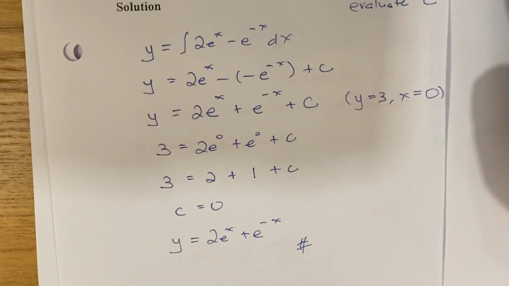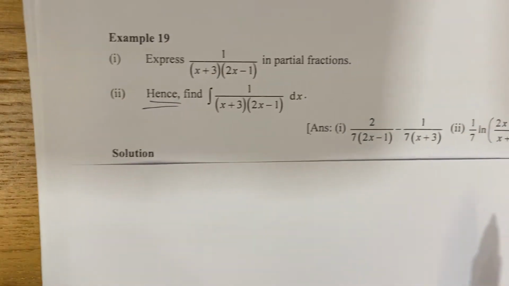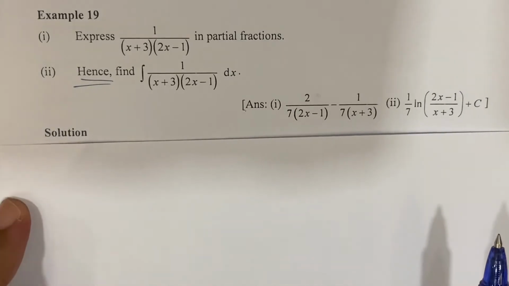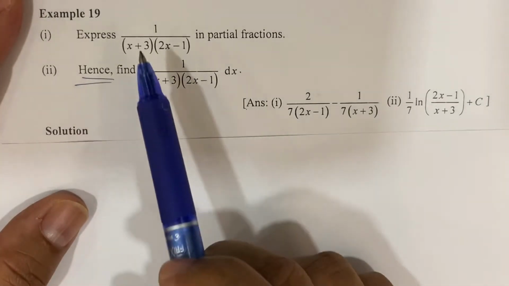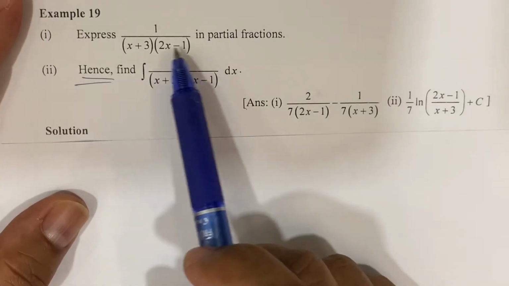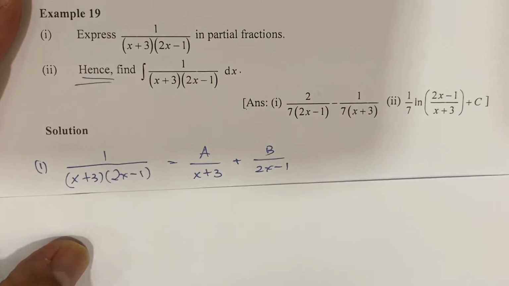Now we move on to the last example. Now this is example number 19. The first part is a question in partial fractions. We know that this is actually a linear product which is different, so we know that the partial fraction will be of this form. So now our job is actually to find the value of a and b.